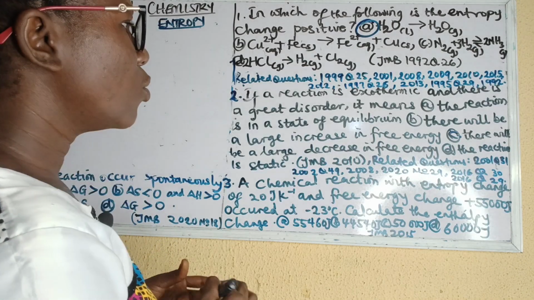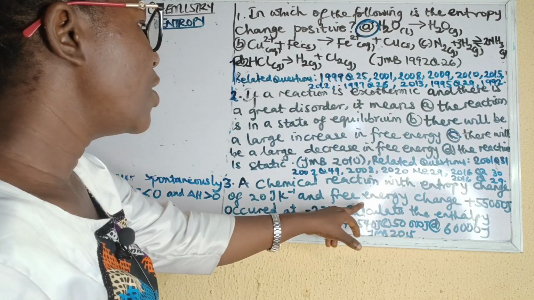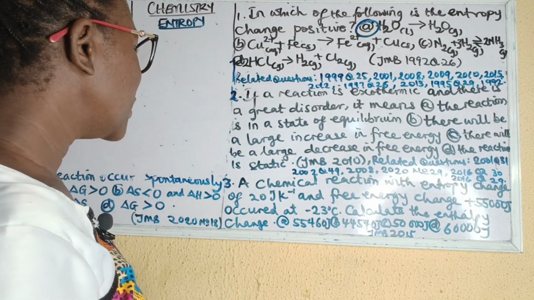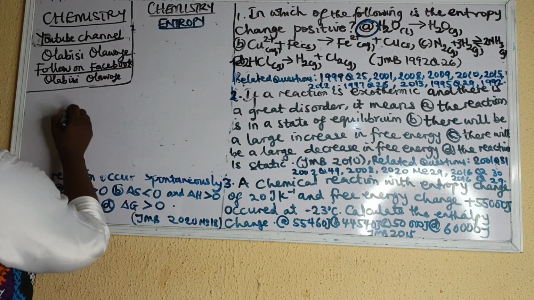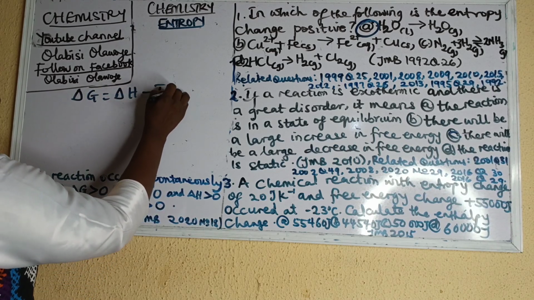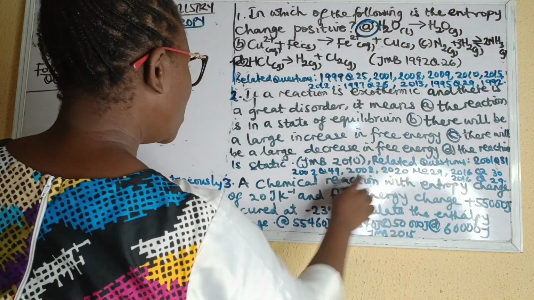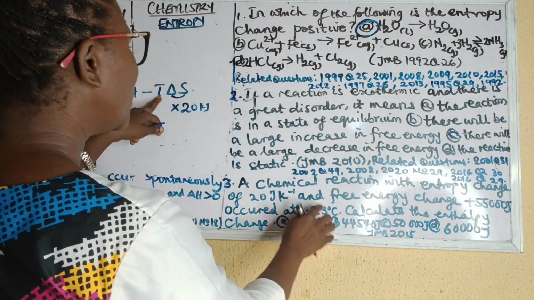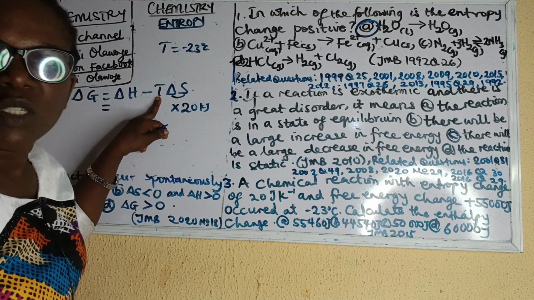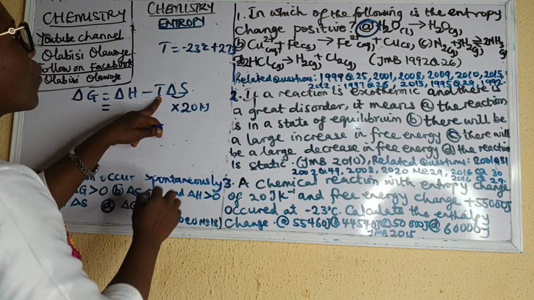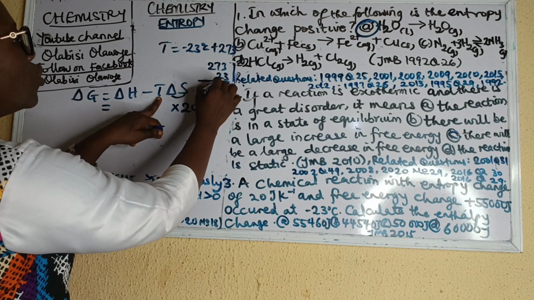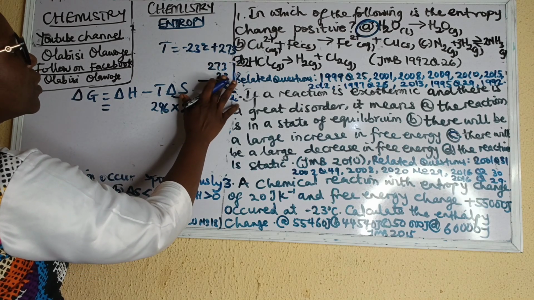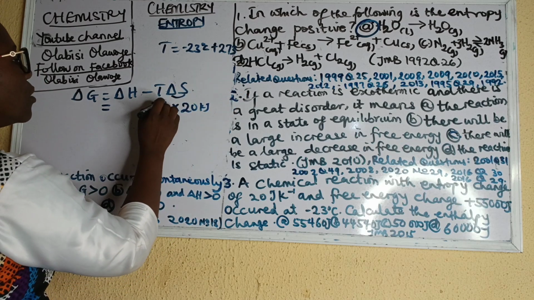is a chemical reaction with entropy change of 20 kilojoule and free energy change plus 55,000 occurring at minus 23 degrees Celsius. Calculate the enthalpy change. So using that, we have delta G is delta H minus T delta S. Now, entropy is already 20, meaning that this change in S is 20 kilojoule per mole, multiplied by temperature, minus 23. Don't forget the temperature must be in Kelvin. So we need to add this to 273. That should give us minus 23 plus 273, that should be 250.